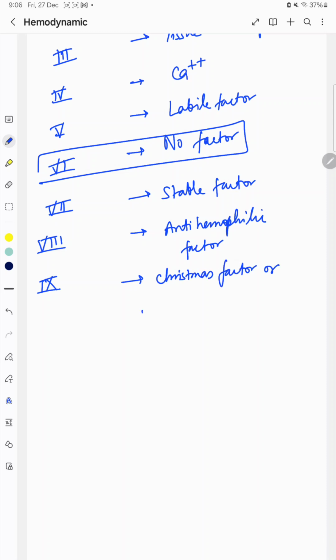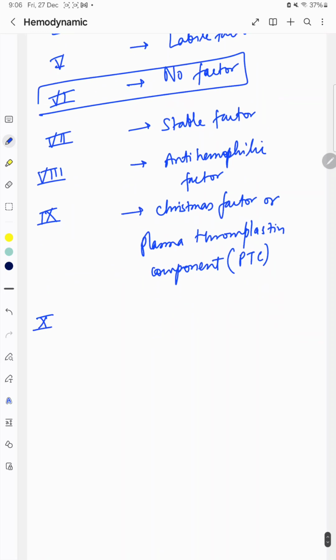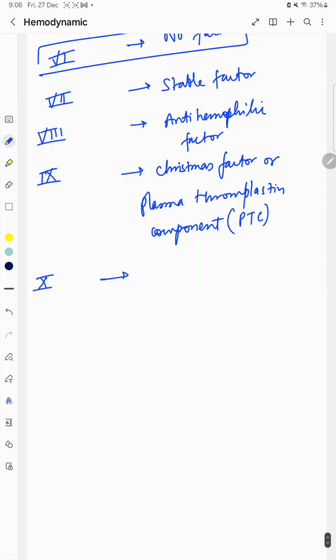Or plasma thromboplastin component. Factor 10 is Stewart-Prower factor.